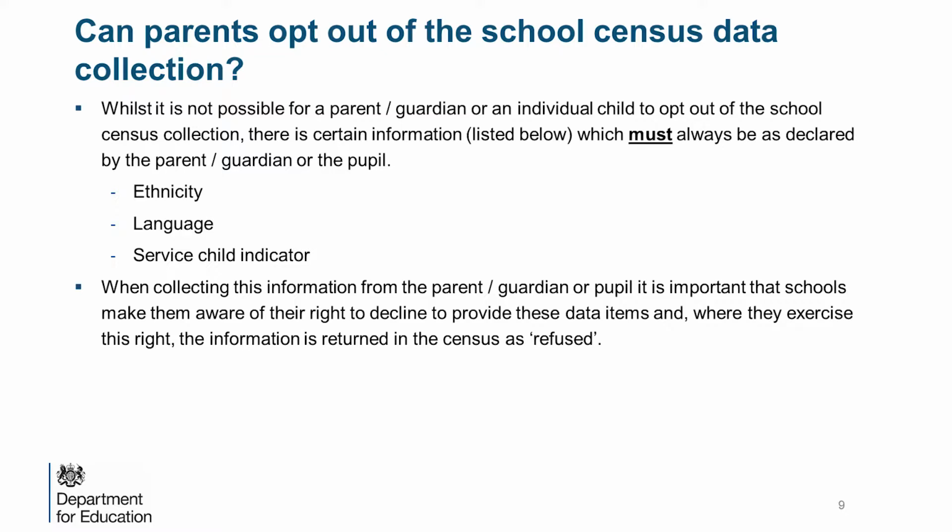Please note this information can only be requested directly from a pupil if they are deemed mature enough to have the capacity to understand and agree to share their personal data with others. When collecting this information from the parent, guardian or pupil, it is important that schools make them aware of their right to decline to provide these data items, and where they exercise this right, the information is returned in the census using the refuse code.